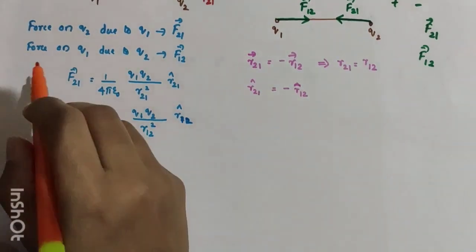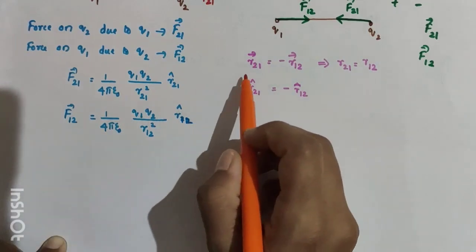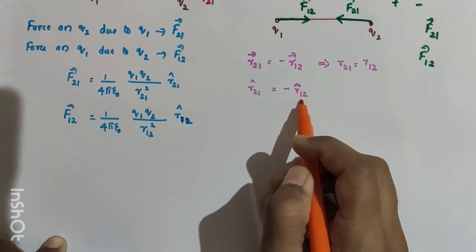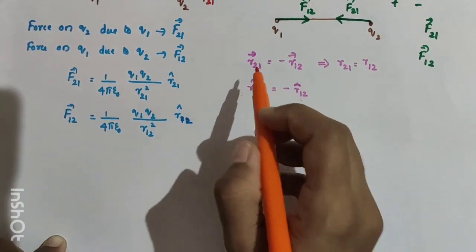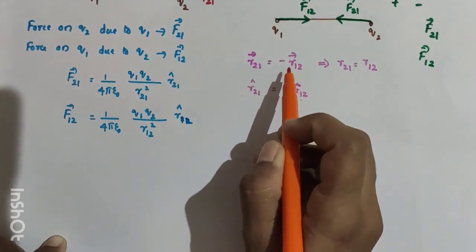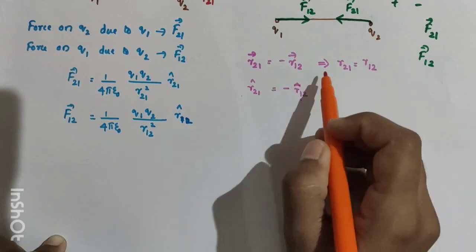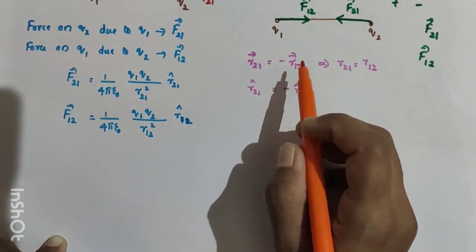And you see, we already got these two expressions for vector F21 and vector F12. We have already got that R21 cap is actually minus R12 cap, because they are unit vectors opposite in direction, equal in magnitude. Similarly, vector R21 and minus vector R12 are also in opposite directions. So they have equal magnitude but opposite direction. That is why one negative sign is here.